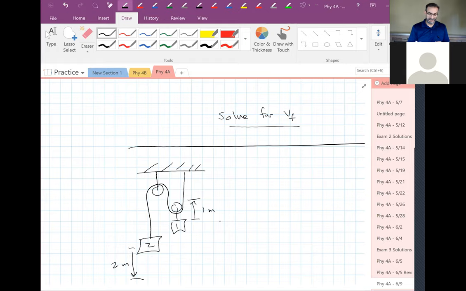In this case, M2 moves 2 meters, M1 only moves 1 meter. So the distance is half as much for M1. The velocity is going to be half as much. And the acceleration is going to be half as much. Everything will be half for M1.